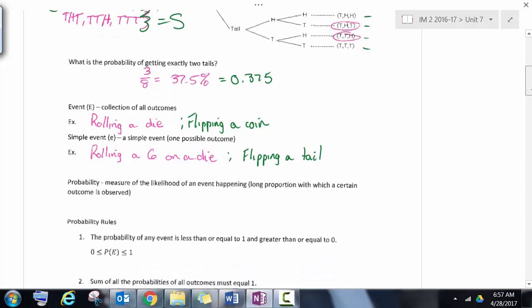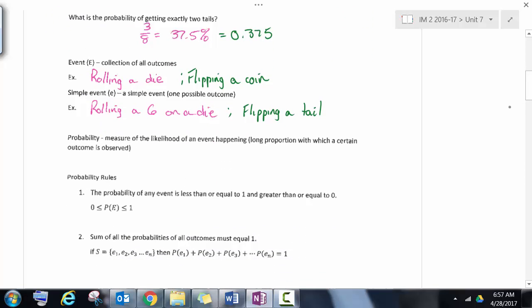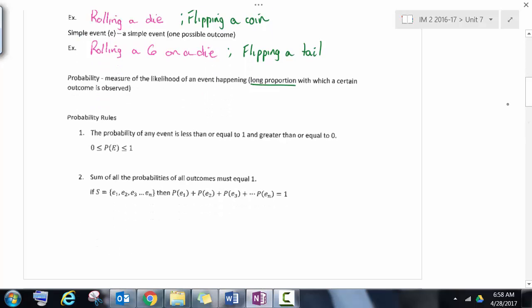Remember what probability is. Probability is the measure of the likelihood of an event happening, the long-run proportion with which a certain outcome is observed. And we'll take a look at that in a second. So here are the rules for the most part. 2 things. Probability of any event is less than or equal to 1 and greater than or equal to 0. It's got to be between 0 and 1, and it can be 0 and 1. And we'll get to that in a little bit. So it can't be over 1, and it can't be negative.